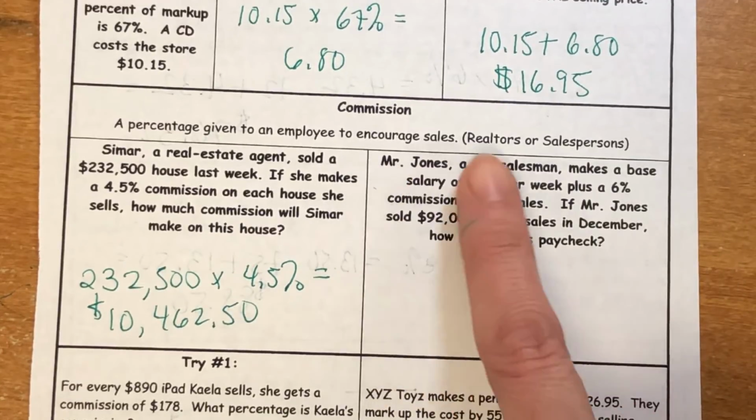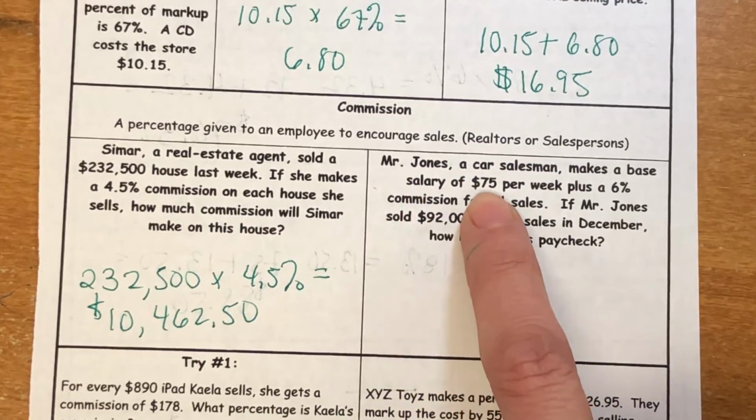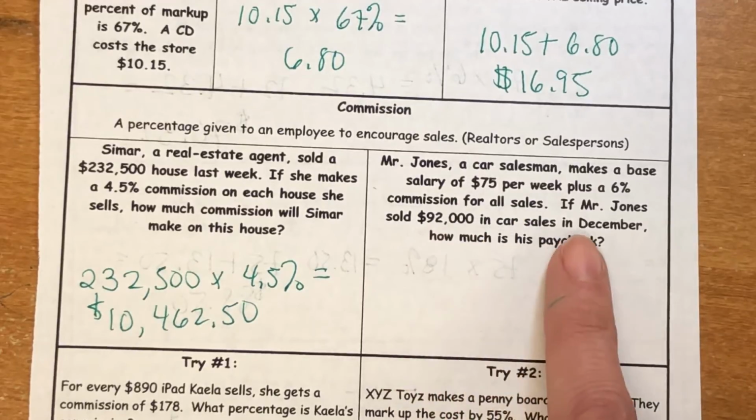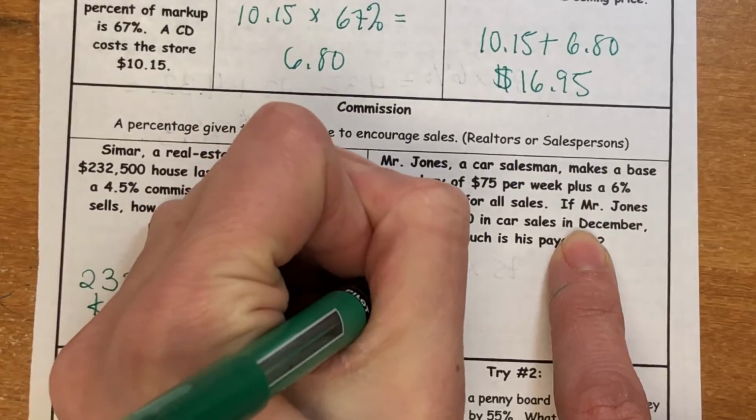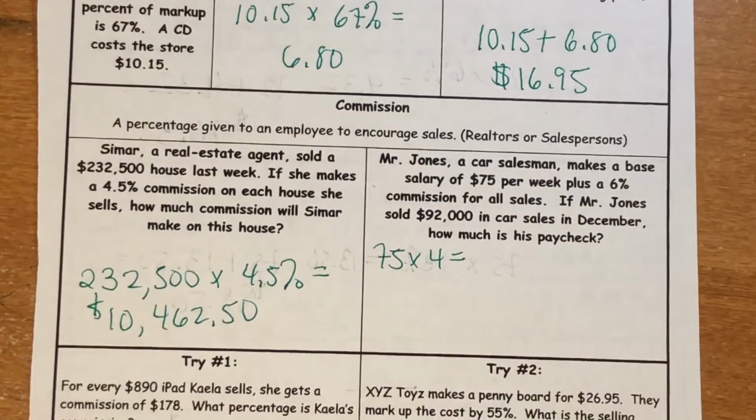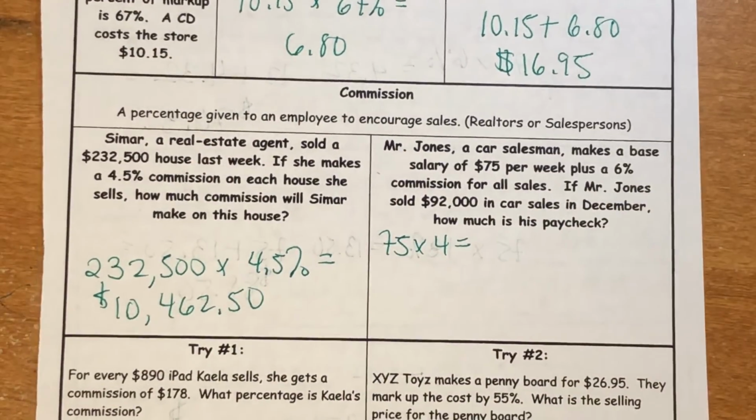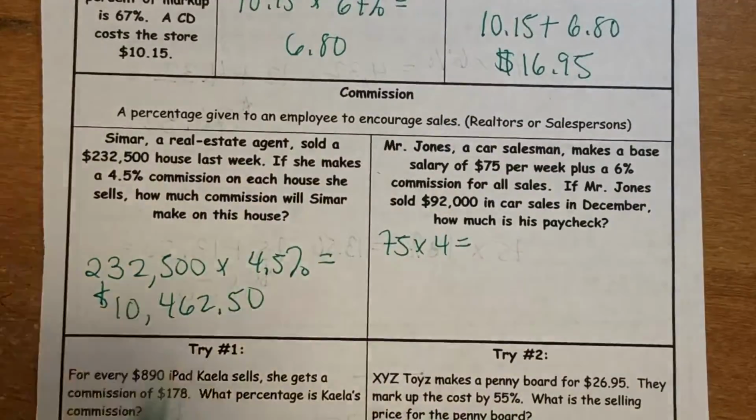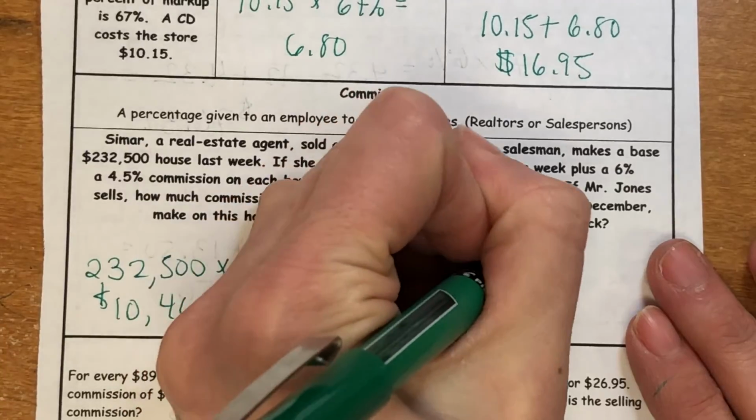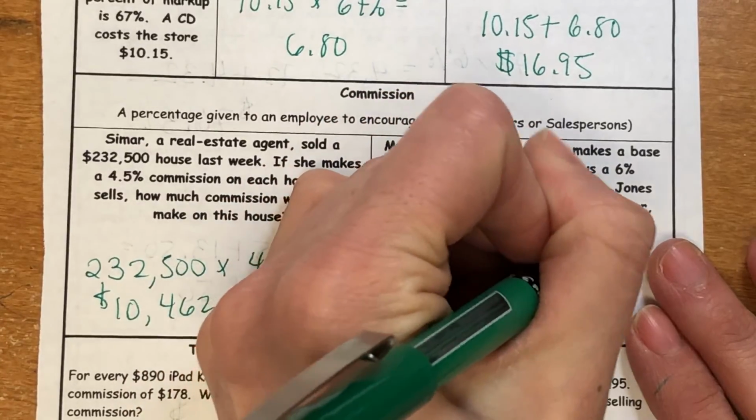So let's talk about the base salary first. Base salary is $75 a week. Well, if I'm talking about a whole month in December, we're going to take 75 times 4. This is how much he's going to be making in addition to his commission. So 75 times 4 equals 300. So this is his base salary for the month, okay?